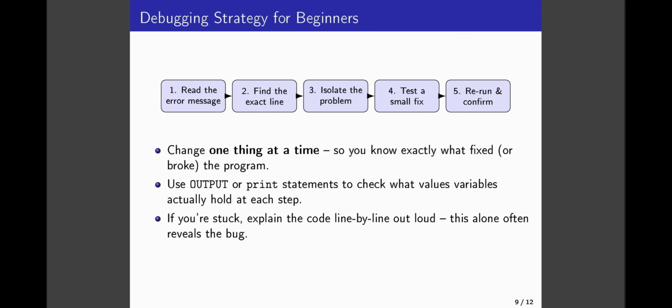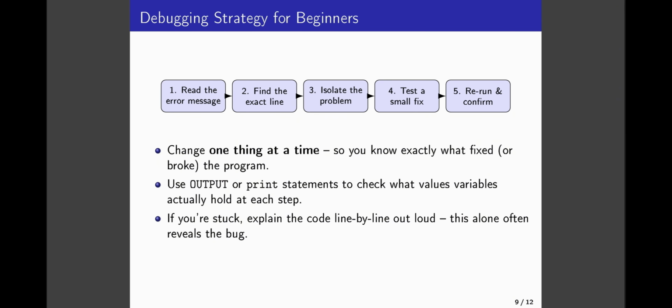So how do you actually approach debugging in practice? Here is a simple structured strategy. Step 1, read the error message. Step 2, find the exact line it's pointing to. Step 3, isolate the problem, which means narrow down exactly what's causing it. Step 4, test a small fix. And step 5, rerun and confirm it's actually solved.